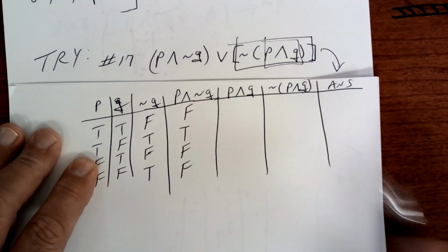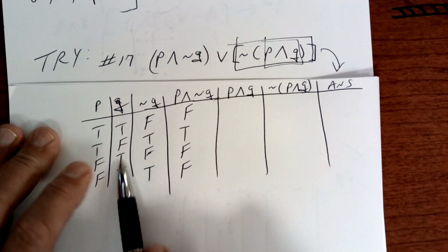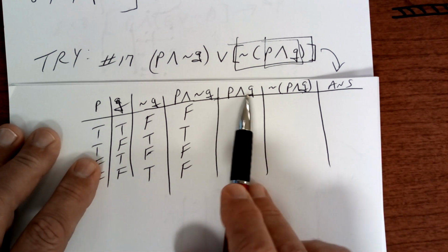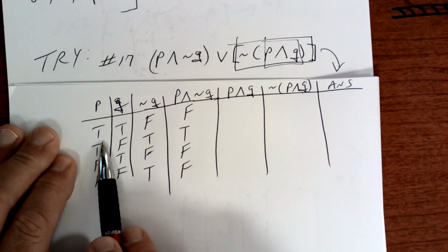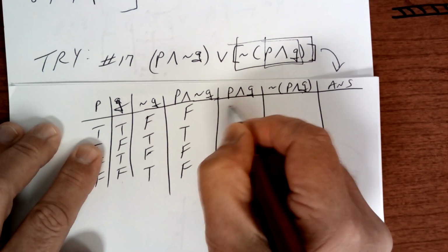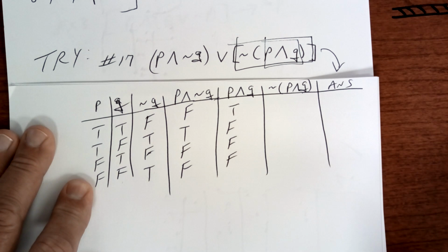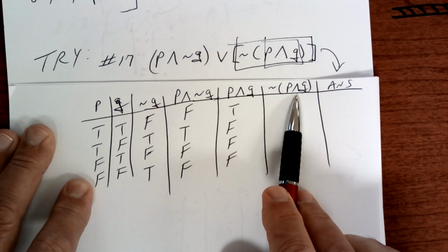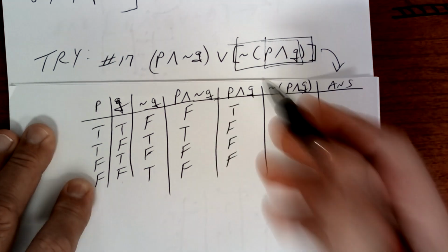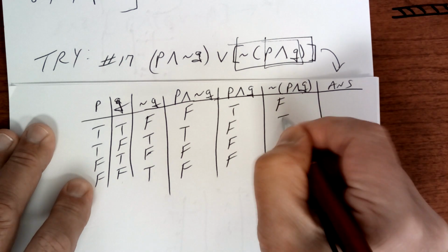This one is P and Q. So P and Q is these two and it's and, so it's got to be both. So the only one that's going to be true is this one. So it's going to be true and the rest are false. This one is not P and Q. So this is P and Q, so we're going to do the opposite. So this is going to be false. These are going to be true.